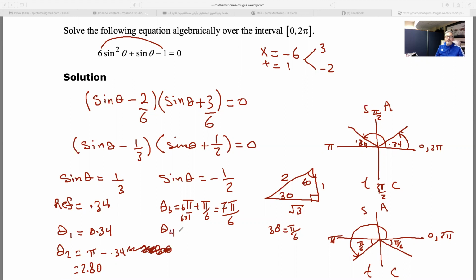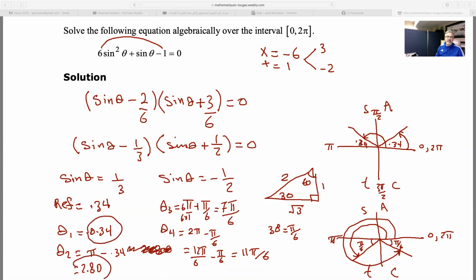And theta 4 would equal, you're trying to find this now, all the way to here. So if you want to find all the way to here from 0, you just go all the way to 2 pi and take away the pi over 6. So 2 pi minus pi over 6, which equals, 2 pi is the same as 12 pi over 6, minus pi over 6. And that gives you 11 pi over 6. So therefore, these are your 4 answers.